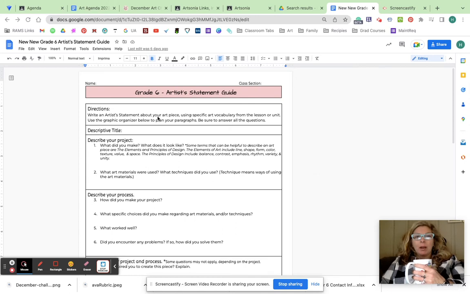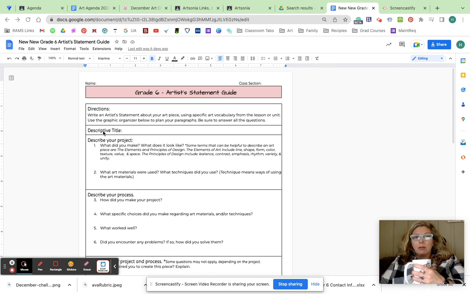This is your sixth grade artist statement guide. Write an artist statement about your art piece using specific art vocabulary from the lesson or unit, and use this graphic organizer below to plan your paragraphs. Be sure to answer all the questions.